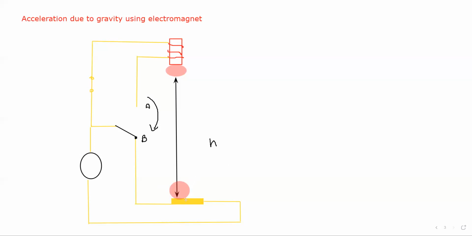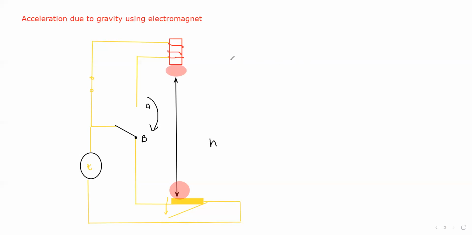the tap switch will open, because it will lose the connection as the ball moves down. So we'll know how much time the ball is taking, because when we move to position B, the timer starts, and when the ball hits the tap switch and it opens, the timer stops. So we will know how much time it takes to fall from this height, and we will change this height and repeat the experiment to get different times.